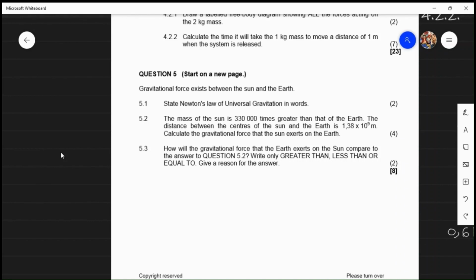So we have our first question. Gravitational force exists between the Sun and Earth. Question 5.1. State Newton's law of universal gravitation in words.